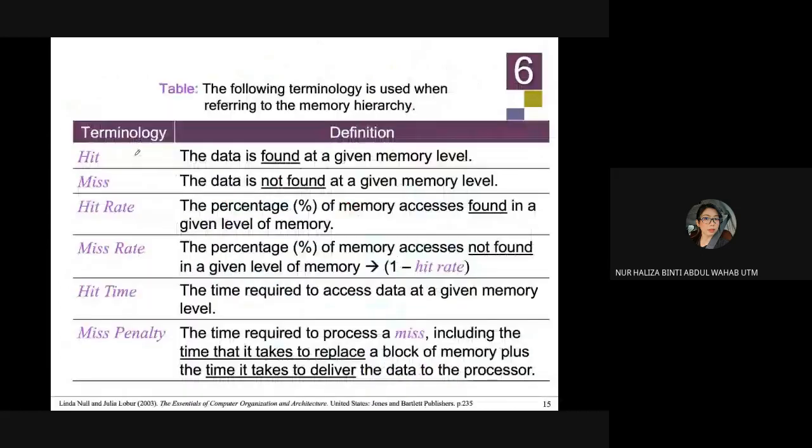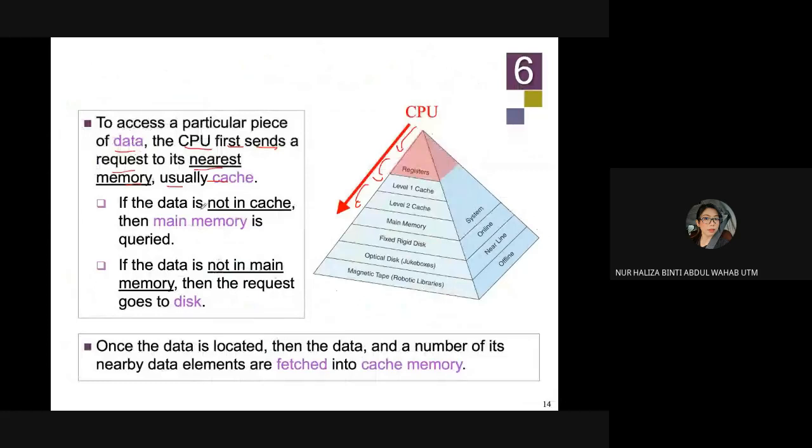Now you can see over here, if the data is not in cache memory, then you go to your main memory. If the data is not in your memory, then you're going to request it from your disk. So that's why it's going to be flow by flow. Once the data is located, once you find it, then the data and a number of its nearby data elements are fetched. So you're going to fetch the data and the elements into your cache memory.